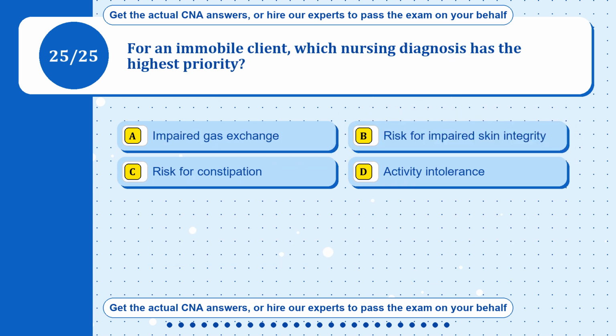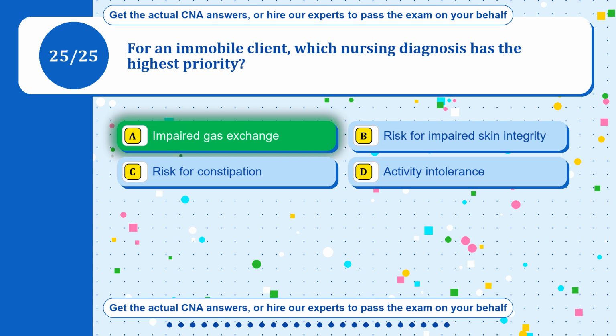Question 25. For an immobile client, which nursing diagnosis has the highest priority? Option A. Impaired gas exchange. Option B. Risk for impaired skin integrity. Option C. Risk for constipation. Option D. Activity intolerance. The correct answer is option A.